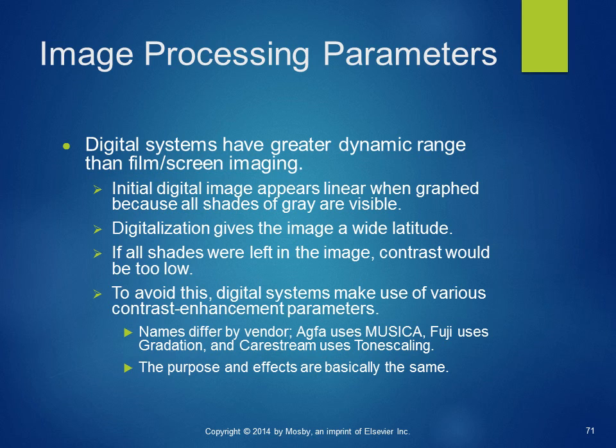So to begin with, image processing parameters. Digital systems have greater dynamic range than film screen. The initial digital image appears linear when graphed because all shades of gray are visible. Digitization gives the image a wide latitude. If all shades were left in the image, contrast would be too low. To avoid this, digital systems make use of various contrast enhancement parameters.